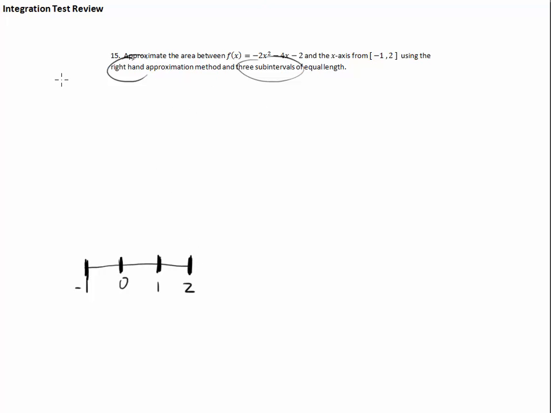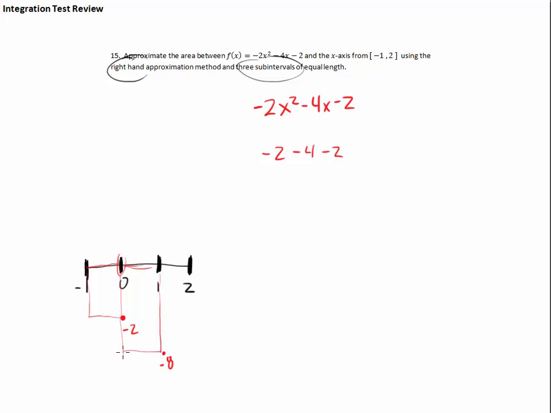Okay, so let's plug in. We're using the right-hand method. To get this first box, I'm going to use the right-hand side of it to figure out how high my box should be. So I'm going to plug in 0. Plugging 0 into negative 2x squared minus 4x minus 2, I get out negative 2. So it's actually down here, and that's fine. Okay. Plug in 1. That's going to be the right side of my next rectangle. I get negative 2 minus 4 minus 2. Negative 2 minus 4 is negative 6, minus 8.